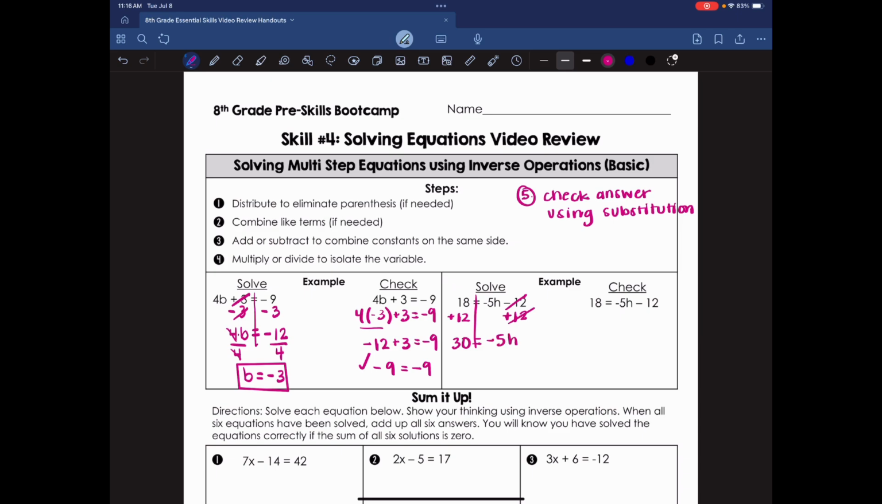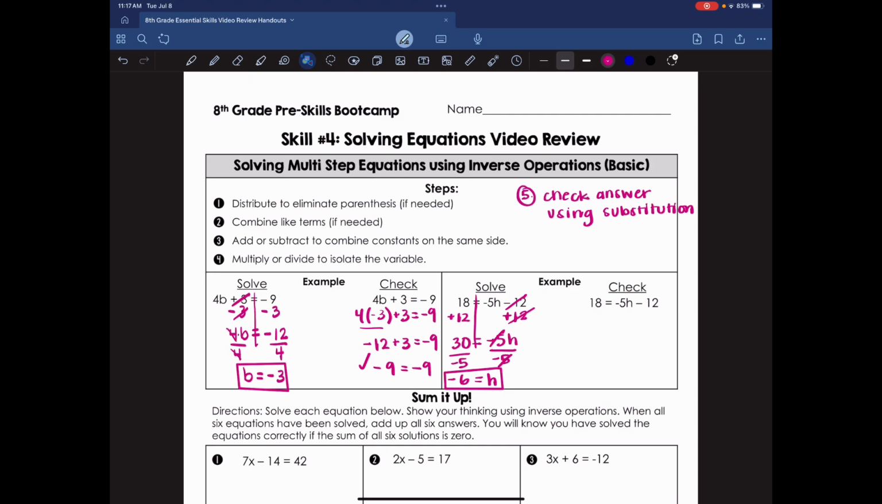Okay, step 4, multiply or divide to isolate the variable. Well, I have a negative 5 times h, so I'm going to divide to undo multiplication. My negative 5's cancel out, and I'm left with h on the right side. And on the left side, I have a positive divided by a negative. Again, when the signs are not the same, my answer is negative. And 30 divided by 5 is 6. So here we think we have the answer as h is equal to negative 6.